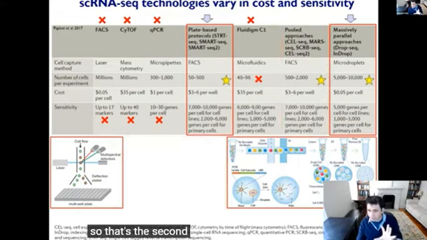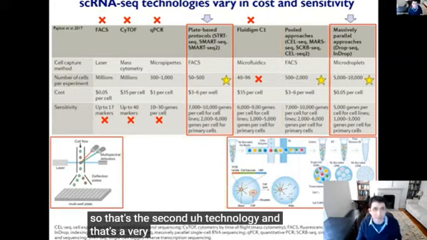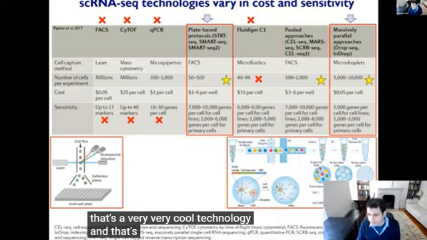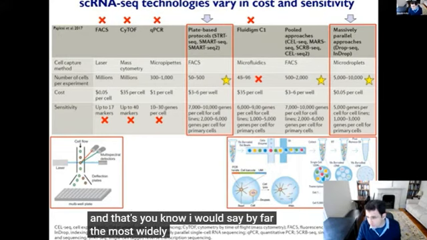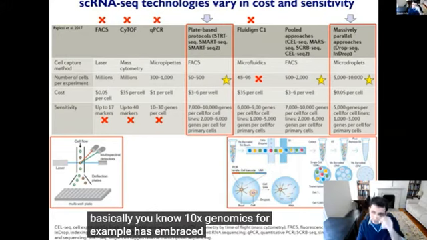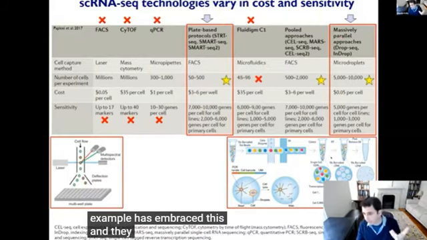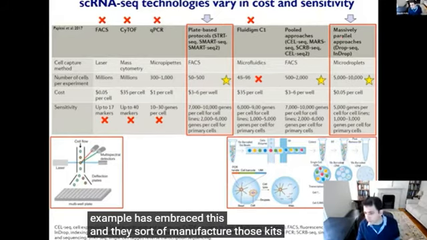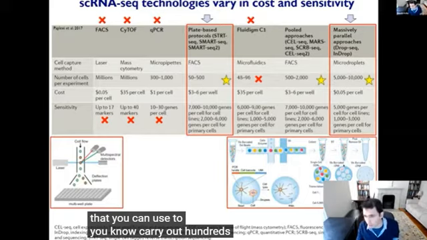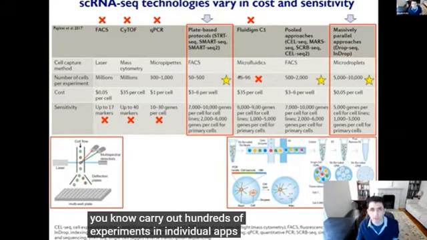So that's the second technology. And that's a very, very cool technology. And that's, I would say, by far the most widely used technology. So basically, 10x Genomics, for example, has embraced this, and they manufacture those kits that you can use to carry out hundreds of experiments in individual labs.